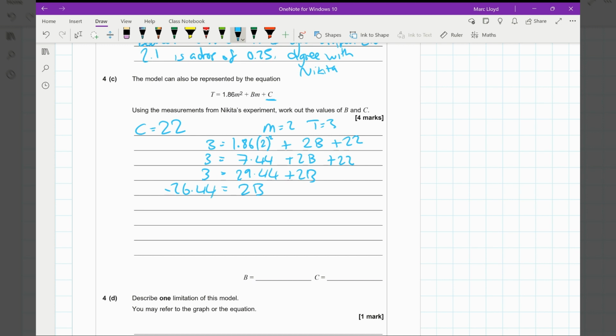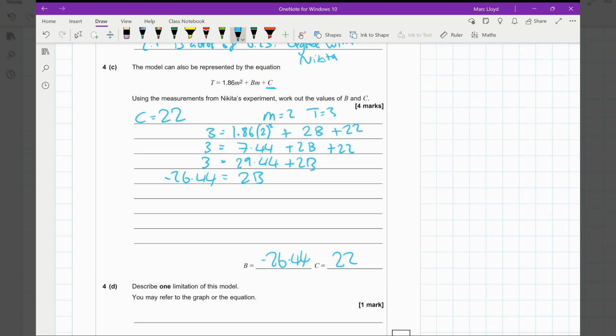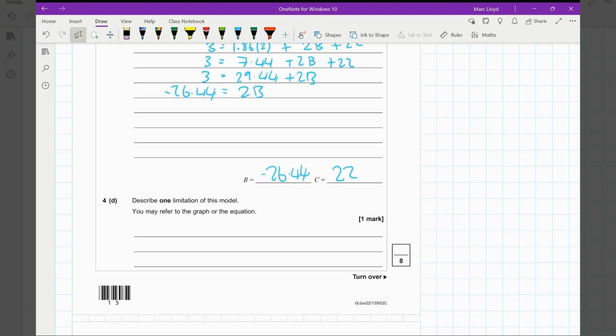I mean, I've got an earlier answer of take away 26.94. And because we're reading off this graph, we're going to have some variation with our answers. So negative 26.44, and then C is 22. C is 22 is going to be that regular answer. And if I were you, I would check that mark scheme to ensure that you're within that range.